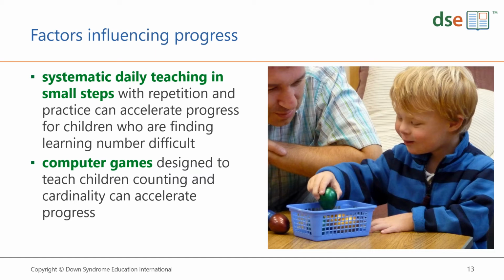Two other things that research has suggested: systematic daily teaching in small steps. Some of the work, particularly in the United States, about children with more delay in mastering the number system and getting to count and calculate, they advocate systematic daily teaching based on their review of studies in small steps in developmental order with that repetition and practice. There's also evidence that computer games may help for all children, including children with Down syndrome. There's not a lot of work on computer games, but what there is says they are helpful.